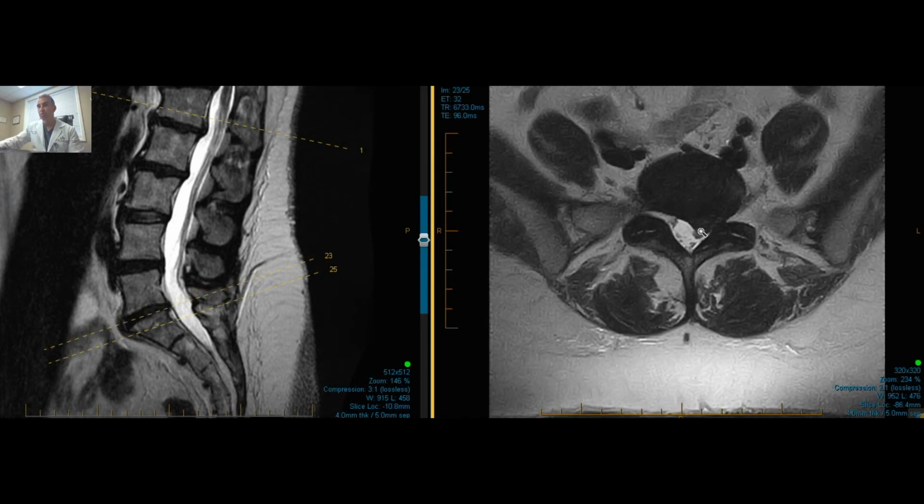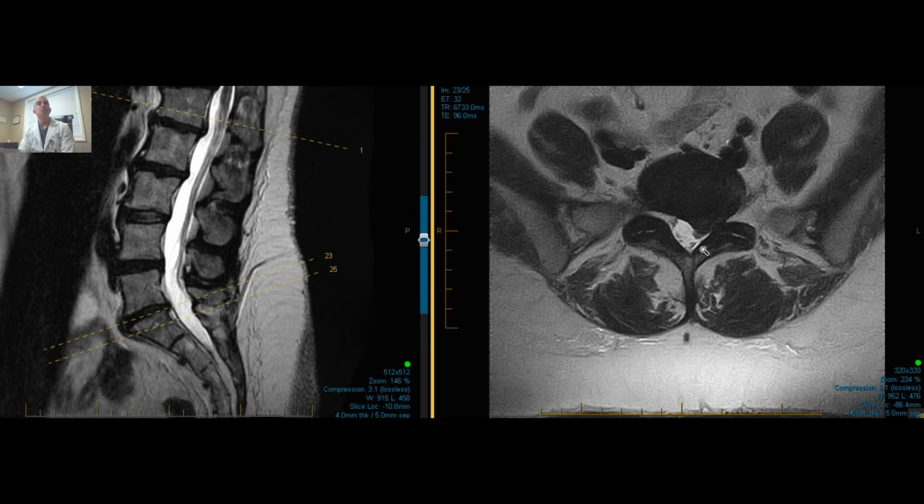And you can see how it's pushed. Here's a piece of nerve right here. Here's another one there. There's one here, here, here. This nerve is seriously displaced backwards. That's called an impingement. So this would be a herniated disc.